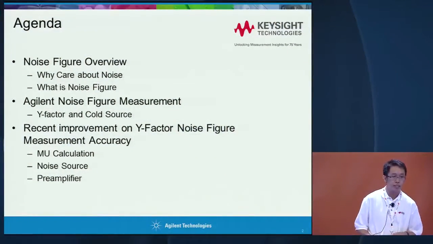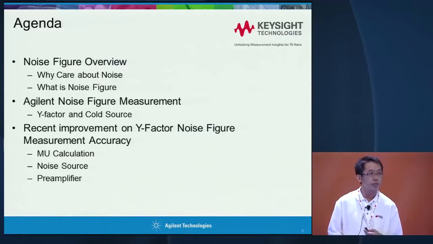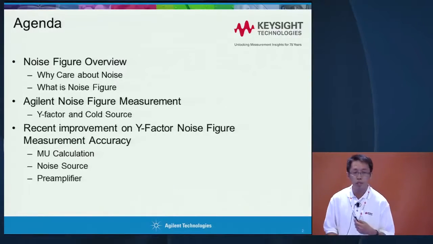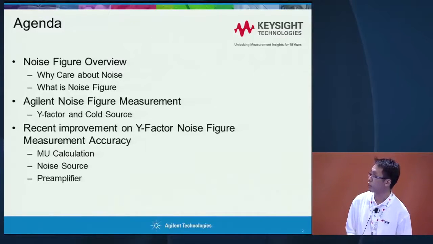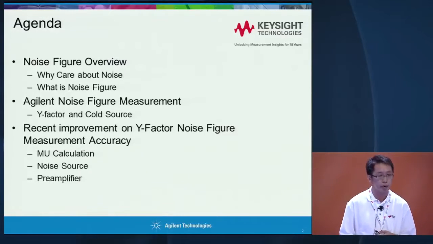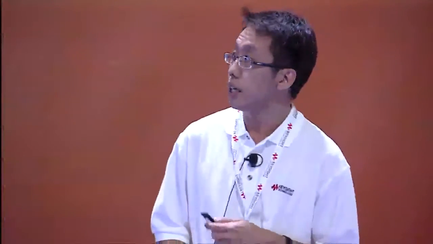Today I would like to share some recent improvements on Y-factor noise figure measurement uncertainty. In the next 15 minutes, I will go through the following agenda, starting with a noise figure overview and Agilent noise figure measurement solutions. I will spend more time on the last section, which talks about some recent improvements on Y-factor noise figure measurement accuracies. A key takeaway will be the introduction of the USB preamplifier, which helps you make more accurate noise figure measurements and also improves DANL performance.